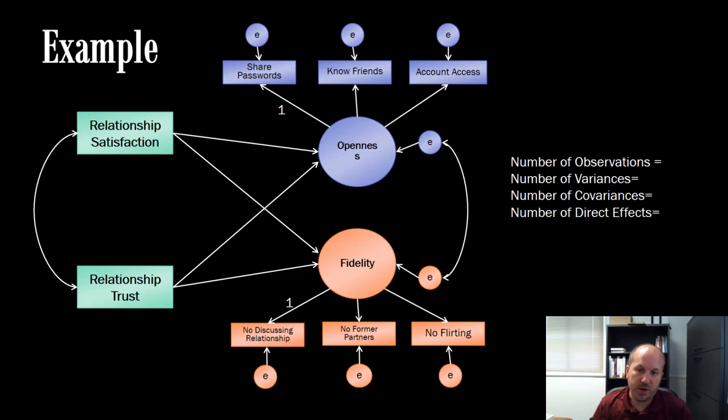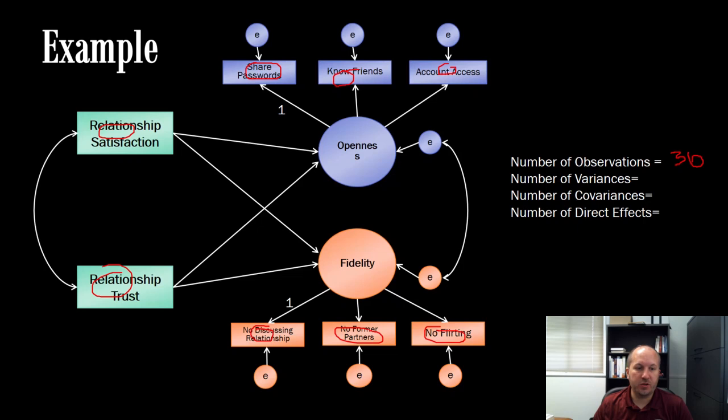So the first thing we're going to do in this model is look at our total number of observations. So again, we're going to total up our manifest variables. We're not going to include our latent variables because these are not observed variables. So we have relationship trust, relationship satisfaction, 1, 2, and then each of the indicators for our latent variable. So that's 1, 2, 3, 4, 5, 6, 7, 8. So we have 8 total variables. 8 times 9 is 72, divided by 2 gives us 36, if I did my math right. So we have 36 total observations.